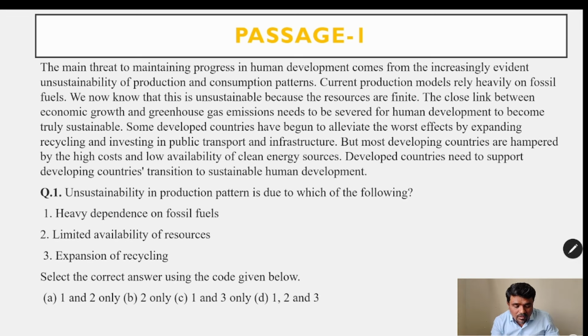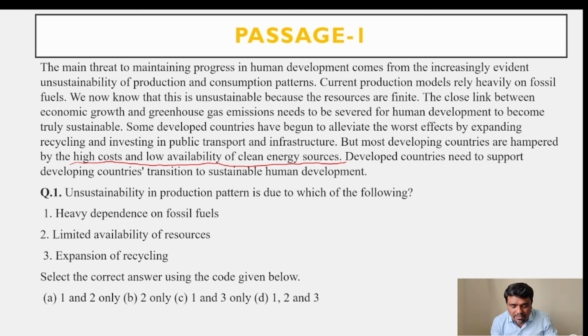But yes, one clue. Developed countries have already begun. How did they start? They started by expanding recycling and investing in public transport and infrastructure. And a problem statement. What is the problem statement? Developing countries are hampered by the high cost and low availability of energy sources. Developed countries need to support developing countries' transition to sustainable human development. Okay. Finally, there is a suggestion.